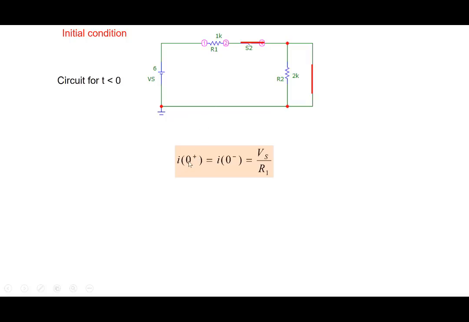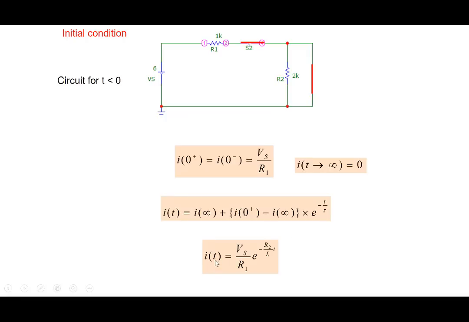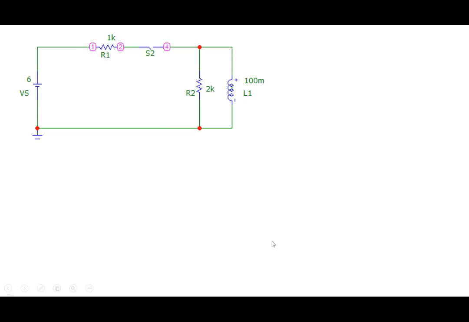So that's how we find out I0 plus is Vs by R1. And this we had already found out. Now we can take this equation, and we have all the values: I infinity, I0 plus, and we can get the expression here. It is Vs by R1 e to the power minus R2 by L times t. Okay, so that's how we end up solving this particular circuit here.